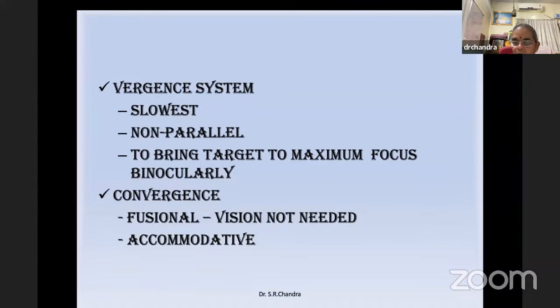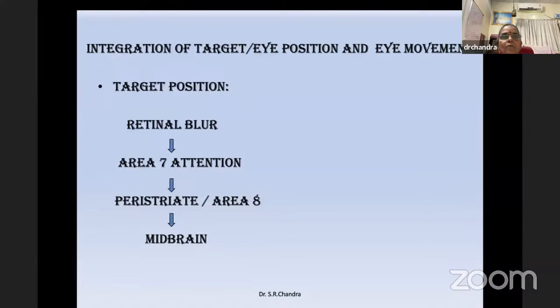So integration, let us imagine your target is there and the target is not fixed on the fovea. Then what happens? The target moves in the retina. That produces a retinal blur. So the image becomes blurred.